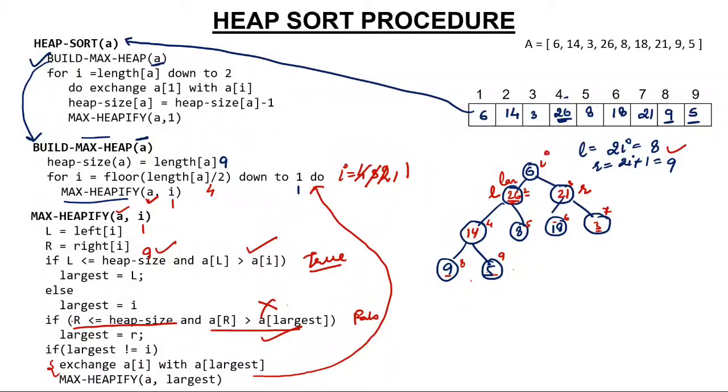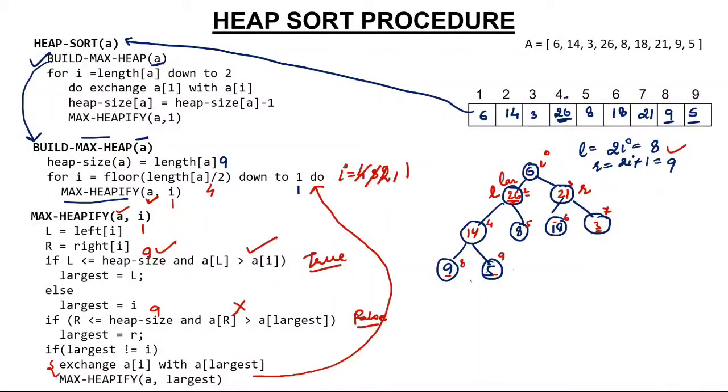Now what I'll do? I'll compare with R. Is R less than heap size? Yes. R is 3, and 3 is less than heap size 9. Very true. Is A[R], which is 21, greater than A[largest], which is 26? Is 21 greater than 26? No. This is false, so the condition becomes false.